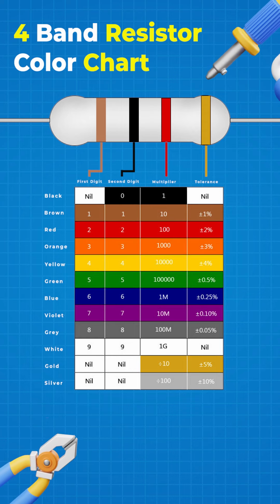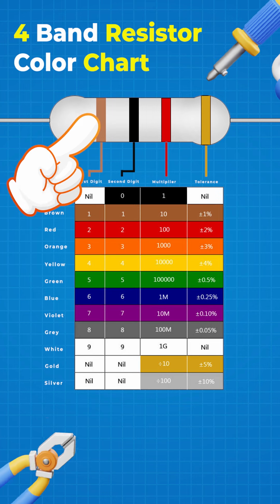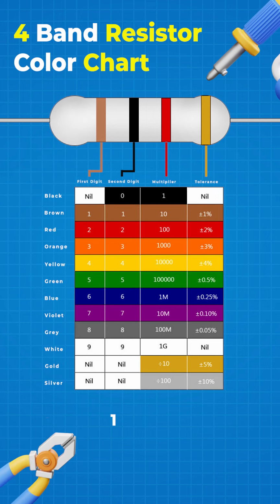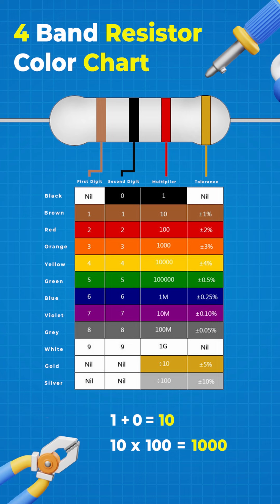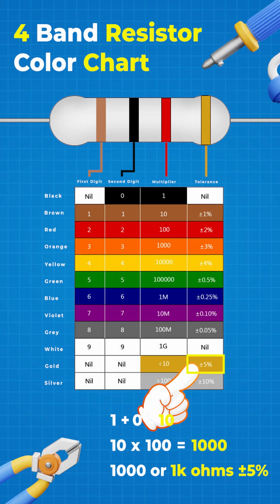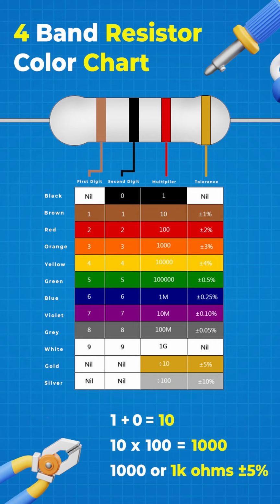We're going to start from the first band, which is brown, which equals 1. The next one is black, which equals 0. Combining the first and second band, we now have 10. Now, the color red represents a multiplier of 10 raised to 2, which equals 100. 10 times 100 is equal to 1000, or 1 kilo ohm, with a tolerance of plus or minus 5%. Congratulations! You now know how to read a resistor.